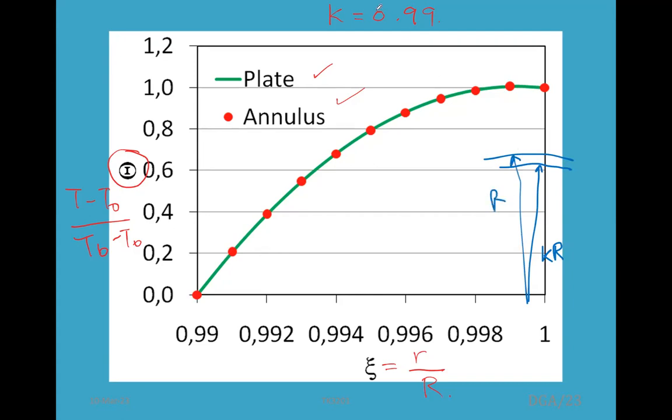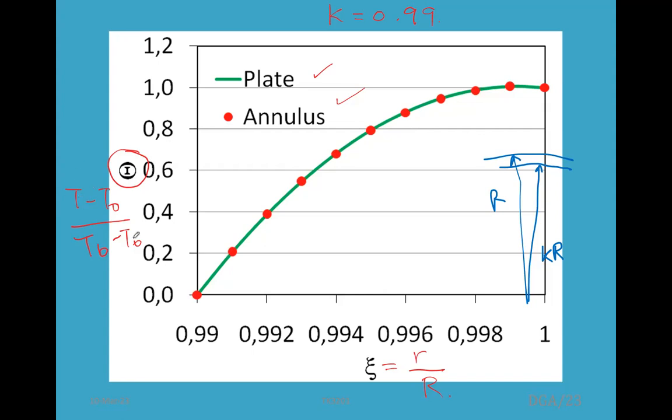And if the kappa is 0.99, which is very close to 1, then if we model it with the plate or with the annulus, they have quite similar temperature profiles. So the temperature profile from 0.99 to 1 on the fluid would look like this. This is again a dimensionless number, so it's easier to see.